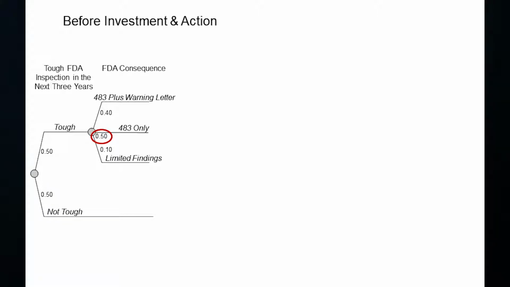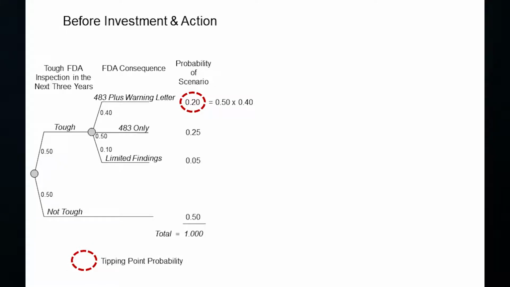To calculate the probability of the material consequence scenario, you need to multiply the probability of the tough FDA inspection in the next 3 years and the probability of the 483 plus warning letter given the tough inspection, resulting in a 20% chance for the scenario. Similarly, we can calculate the probabilities of the other potential scenarios. If no additional investment is made, the tipping point probability is 0.2 or 20%.